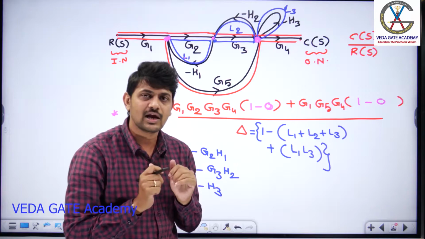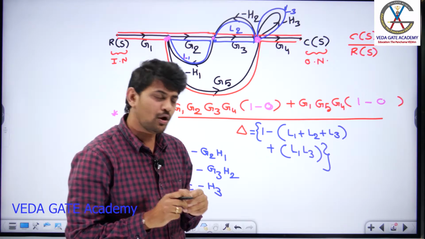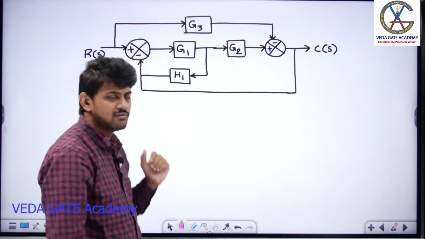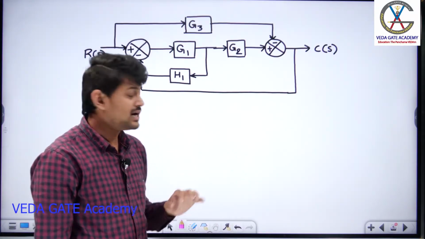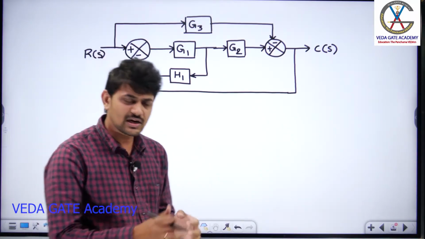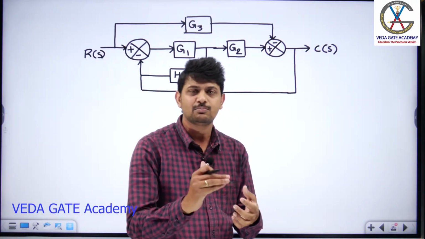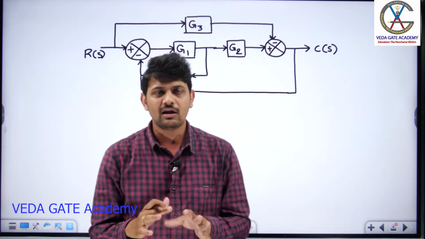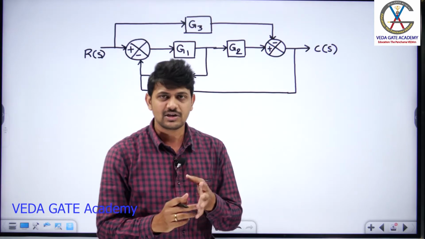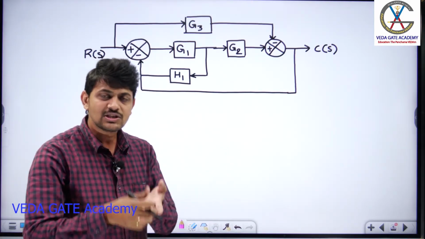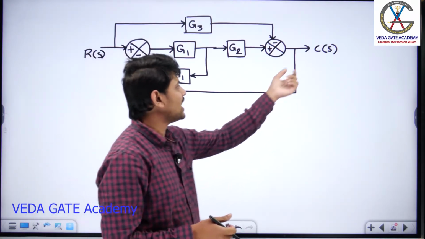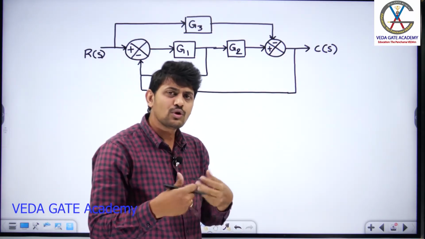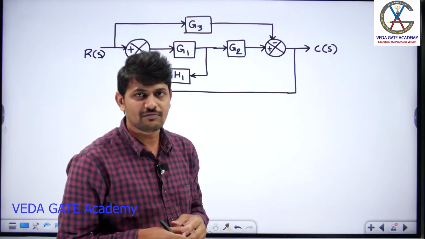Now we will try to understand how to apply Mason's gain formula to a block diagram. Most of the engineering graduate students try to apply block diagram reduction techniques, interchanging of summing points, shifting of a branch point after a takeoff point, or shifting of a summing point after a takeoff point. Likewise, they play with reduction techniques, and the major disadvantage is that it is a time consuming process. In order to arrive at the overall transfer function C of S by R of S, we have to do so many iterations to get the final answer.